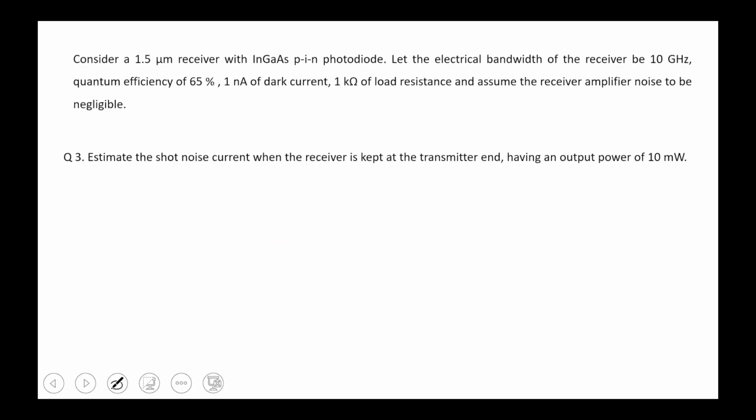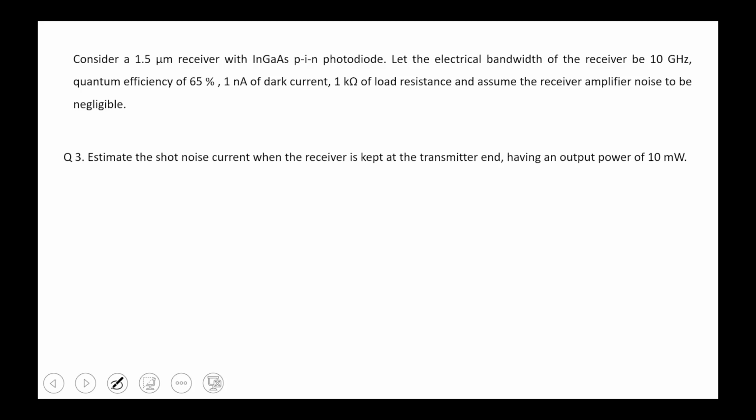Consider a 1.5 micrometer receiver with an indium gallium arsenide photodetector. The electrical bandwidth of the receiver is 10 gigahertz and the quantum efficiency is given. The diode dark current is 1 nanoampere and the load resistance is 1 kilo ohm. The receiver amplifier noise is negligible. You have to estimate the noise current when the receiver is kept in the transmitter with an output power of 10 milliwatt.